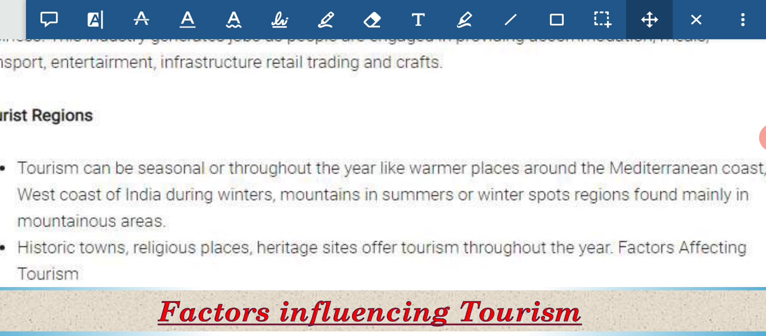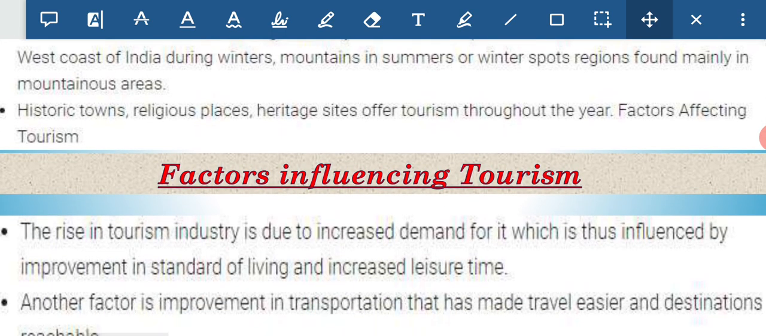Now I am going to proceed. There are many attractions where the tourist regions have been developed according to their importance, or according to the specification of any region. Now what are the factors that basically influence tourism? The first factor is demand.